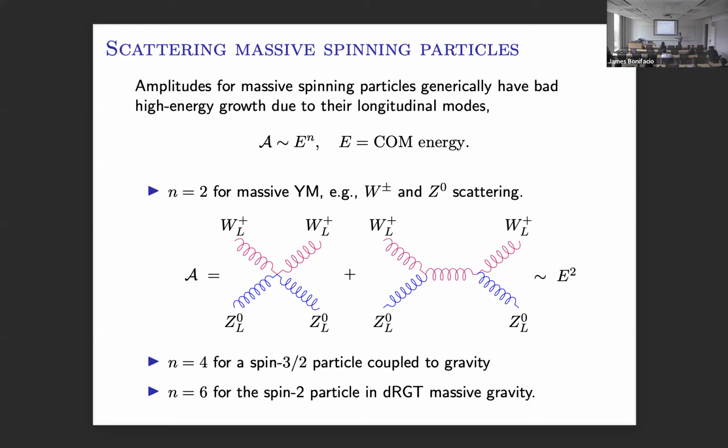For massive spin 2 particles, there's no way to integrate in just a finite number of lower spin particles to improve the high energy behavior. But as I'll talk about on the next slide, one solution is to include an infinite number of extra particles.